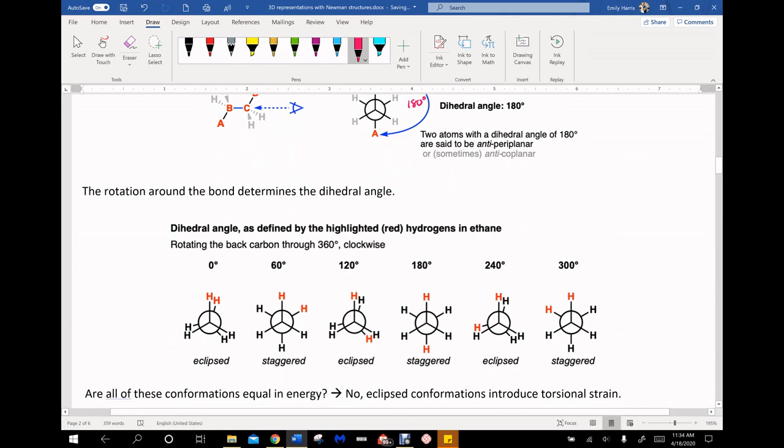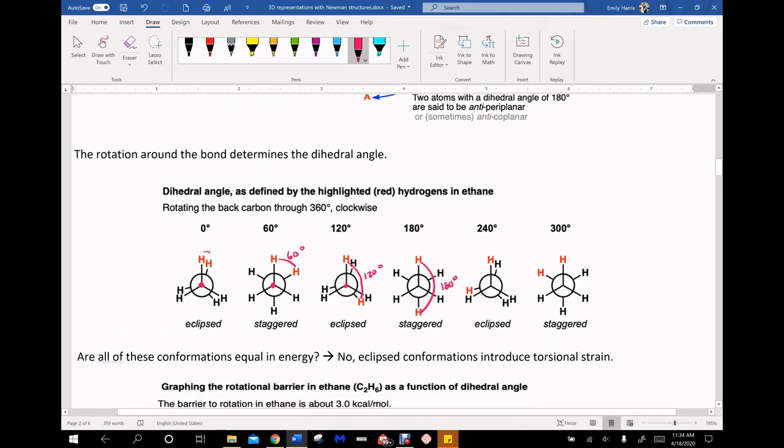So here, when you're eclipsed, we have a 0 degree angle between these 2 hydrogens. As you rotate that back CH3 group and keep this front carbon still, what you can generate is the different angles. You can expand it to 60 degrees, 120 degrees, 180 degrees, and so on, all the way until you get back to 360 degrees, which would be another eclipsed conformation.